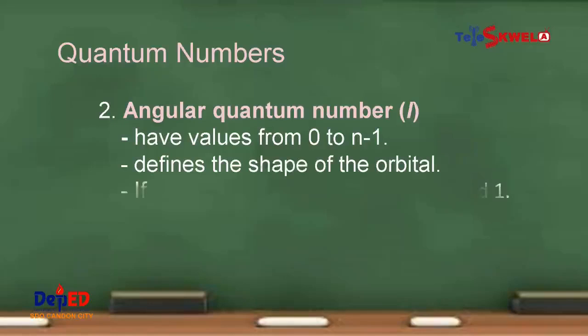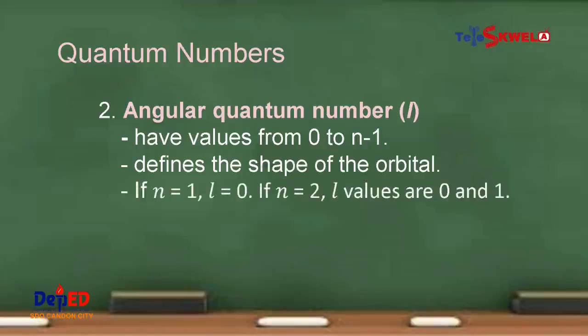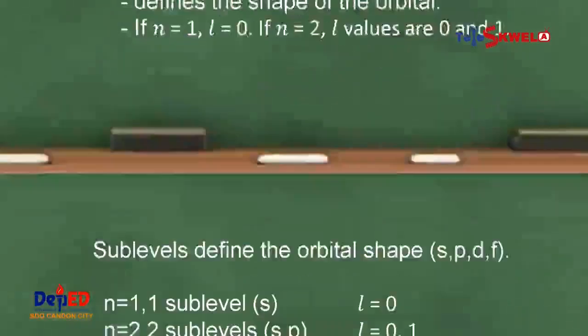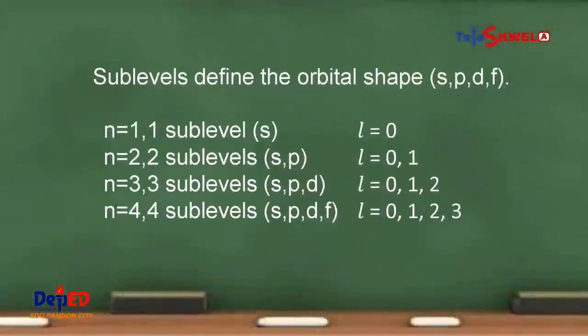The angular quantum number defines the shape of the orbital. If the principal quantum number is equal to 1, the angular quantum number will be equal to 0. If the principal quantum number is 2, the angular quantum number values are 0 and 1. And if the principal quantum number is equal to 3, the angular quantum number values are 0, 1, and 2.